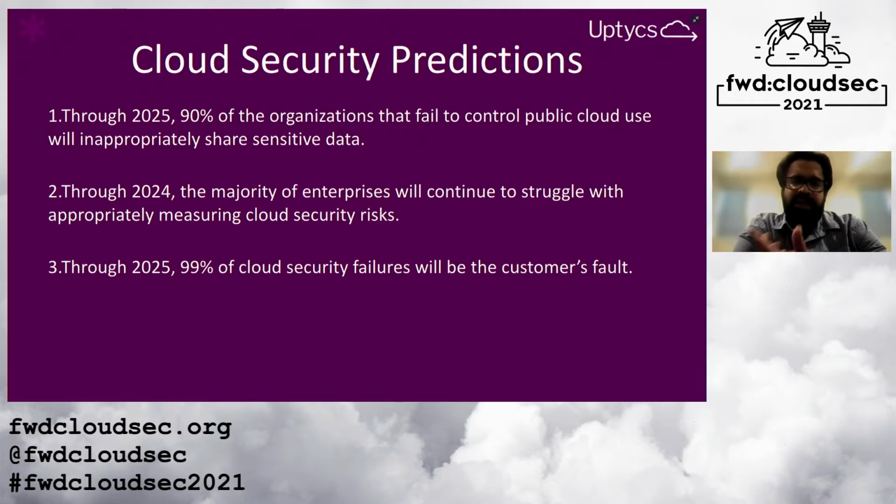So before we start with the presentation, let's take a look at some cloud security predictions by Gartner. Through 2025, 90% of the organizations that fail to control public cloud use will inappropriately share sensitive data. Through 2024, the majority of enterprises will continue to struggle with appropriately measuring cloud security risks. And through 2025, 99% of cloud security failures will be the customer's fault. It's sad, but it's true.